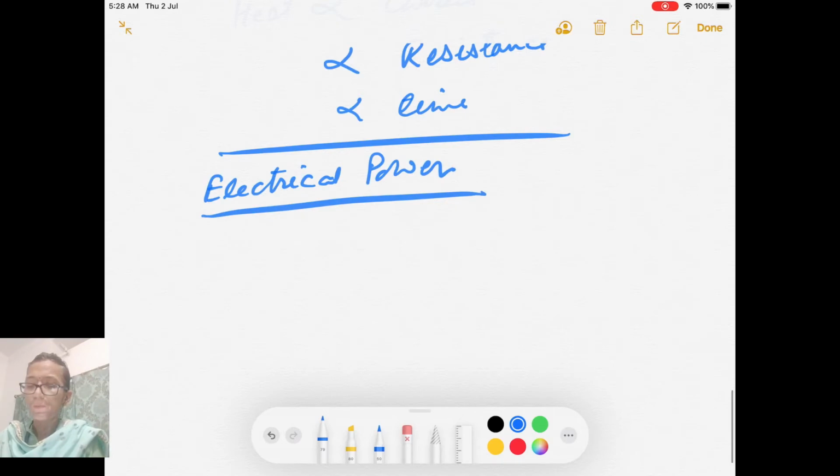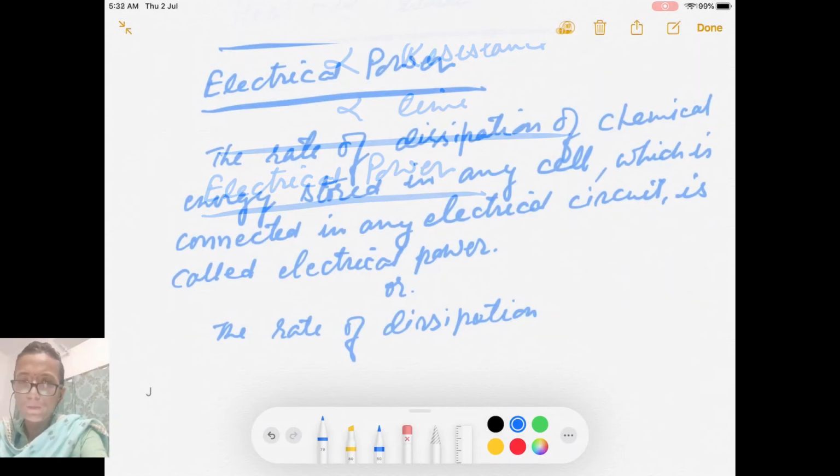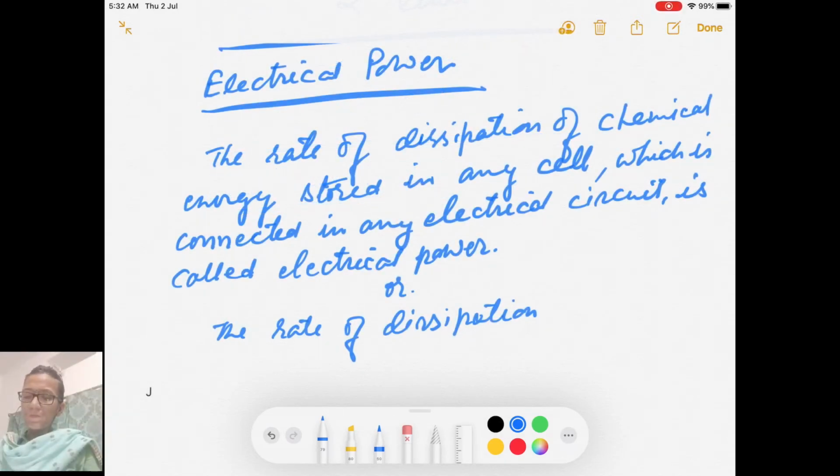Electrical power. In any electrical circuit, we see that the energy is supplied by any electrical cell or any electrical battery. The energy stored in any electrical cell is that of chemical nature. Chemical energy is stored in any cell.